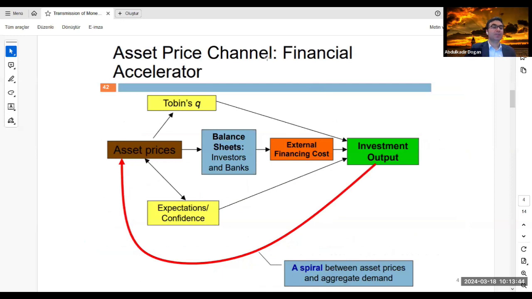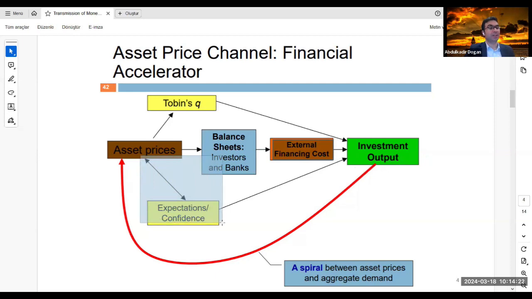And the asset price channel also works in this style. The asset prices are here. Okay. If the asset prices are increasing in the company, the balance sheet will be rising, right? Because I have assets in the balance sheet. In my balance sheet, I have lots of assets. And if the prices of assets are increasing, my asset side in the balance sheet increases as well. So external financing costs are rising as well. And this will directly affect the investment output at the end. And this is the indirect channel.